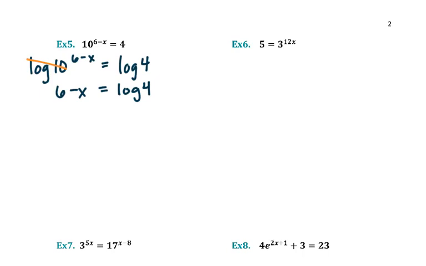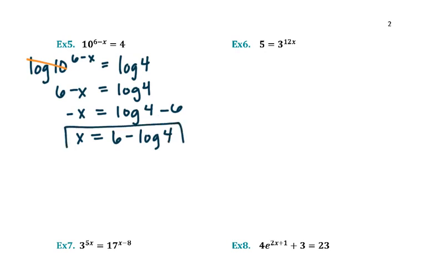So I've got 6 minus x equals the log of 4. And we're just trying to solve for x. So I'm going to subtract the 6 over. Negative x equals log of 4 minus 6. And divide by a negative 1. x equals 6 minus the log of 4. So that is my exact answer.